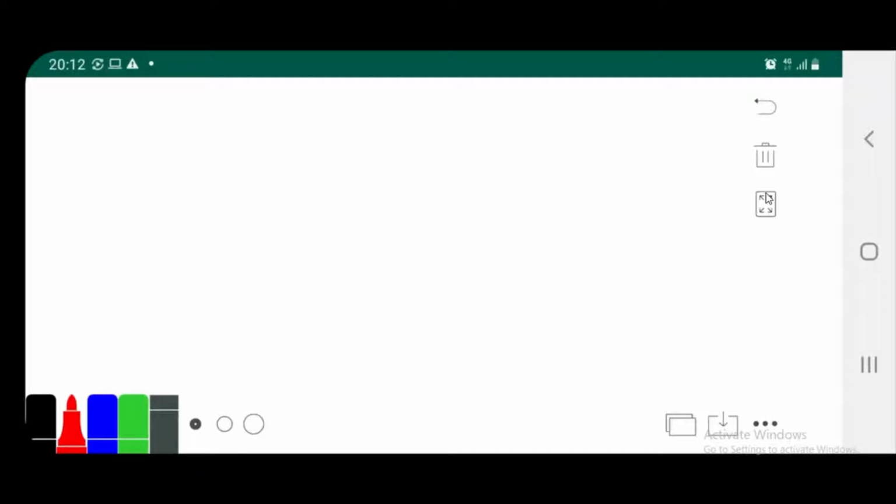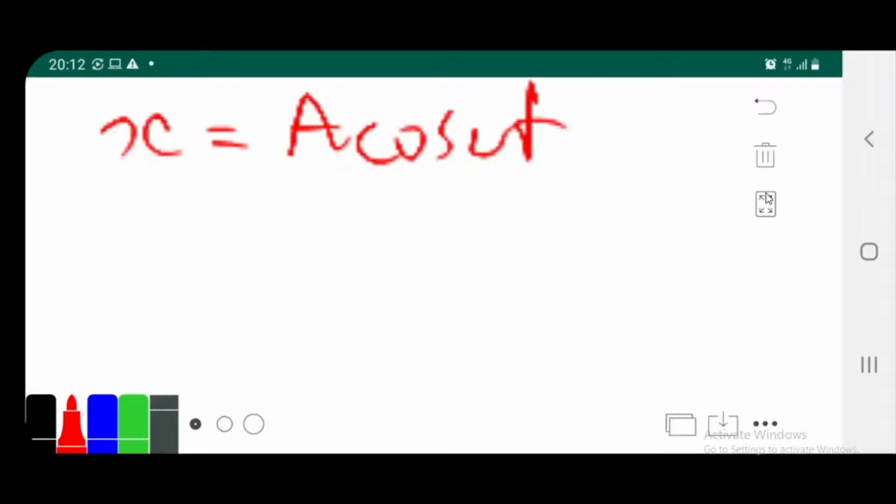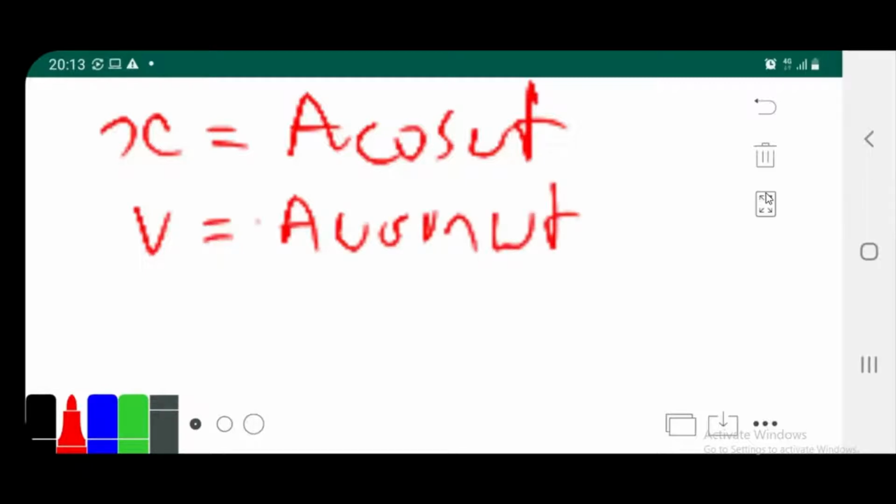So let's begin with writing down from the last video I did, where we calculated the position of the particle at any point in time t. It was simply x equals a cos omega t, a being the amplitude, omega being the angular velocity, and t being a point in time. If I differentiate x in terms of t, I end up with velocity, and we had v equals negative a omega sine omega t.